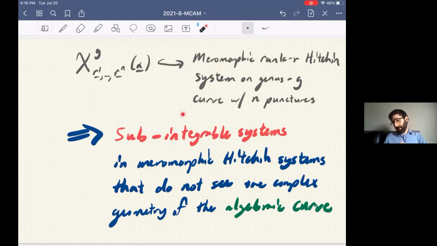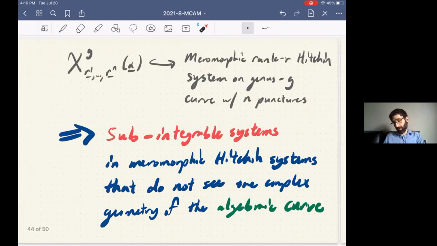And so in that context, our result is saying that you have sub-integrable systems in meromorphic Hitchin systems that don't really come from the complex geometry of the algebraic curve. It doesn't depend on the complex structure on your quotient curve H mod gamma. It really just depends on the group data. So this is interesting. We've identified, if you like, a host of integrable systems in Hitchin systems that depend on this representation theoretic data.